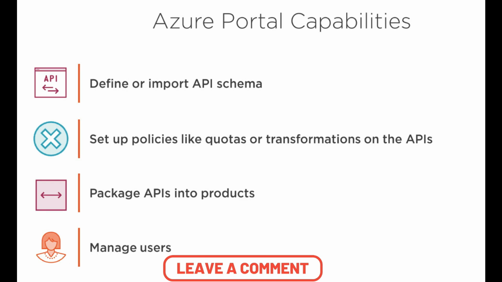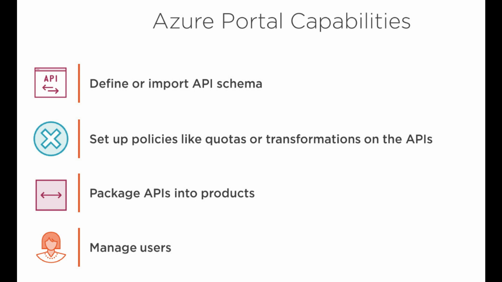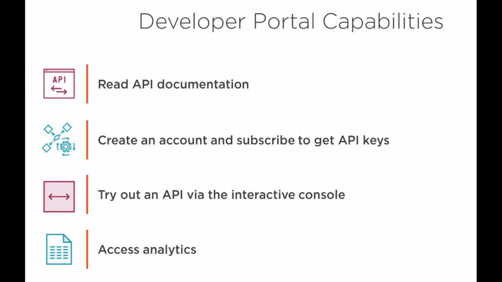Now, if we have to talk about the Azure portal capabilities, basically the Azure portal itself, right? It can define or import an API schema. It can also set up policies like quotas, and transform the API content, like XML to JSON, JSON to XML, and many policies are there. So basically you can set up the policies as per the need. It can also package the APIs into products. You can manage users and many more. So what are the developer portal capabilities then?